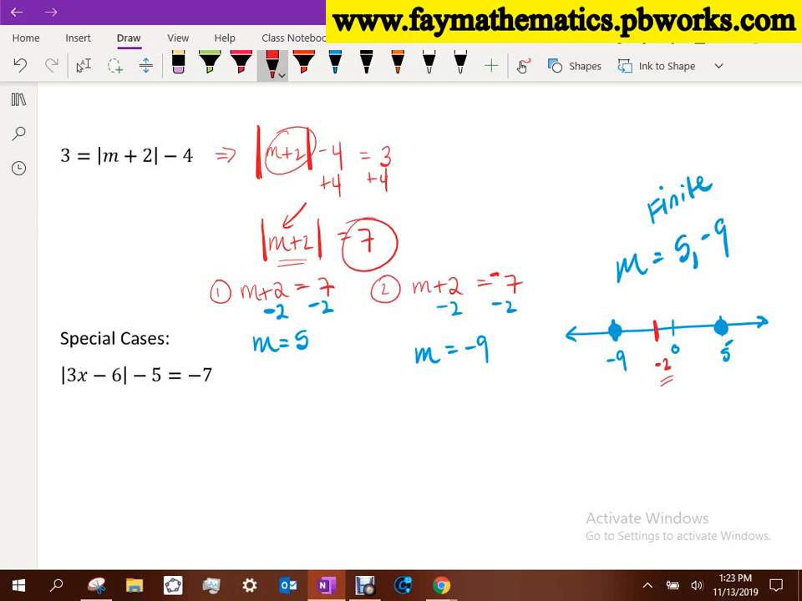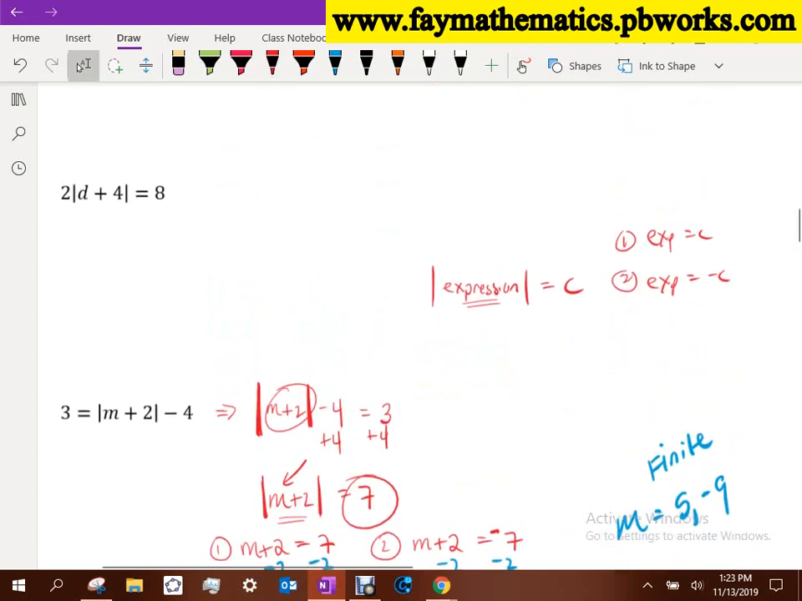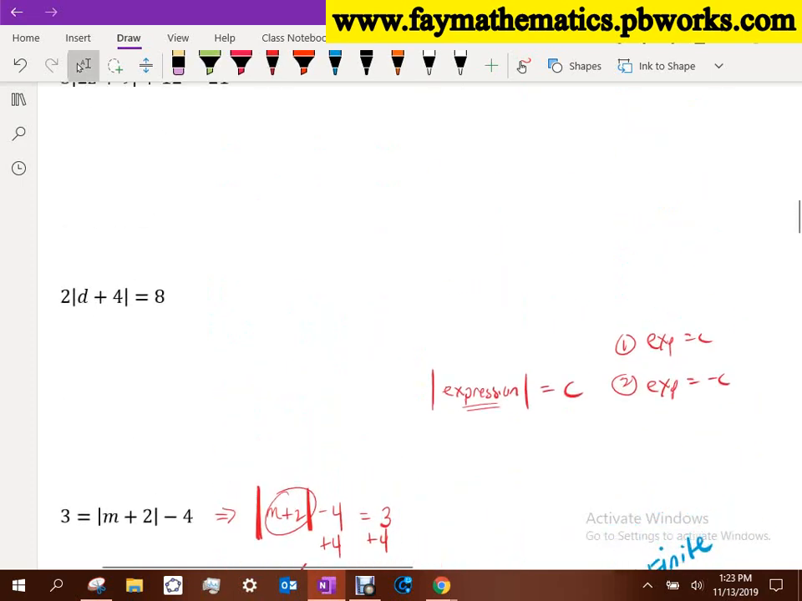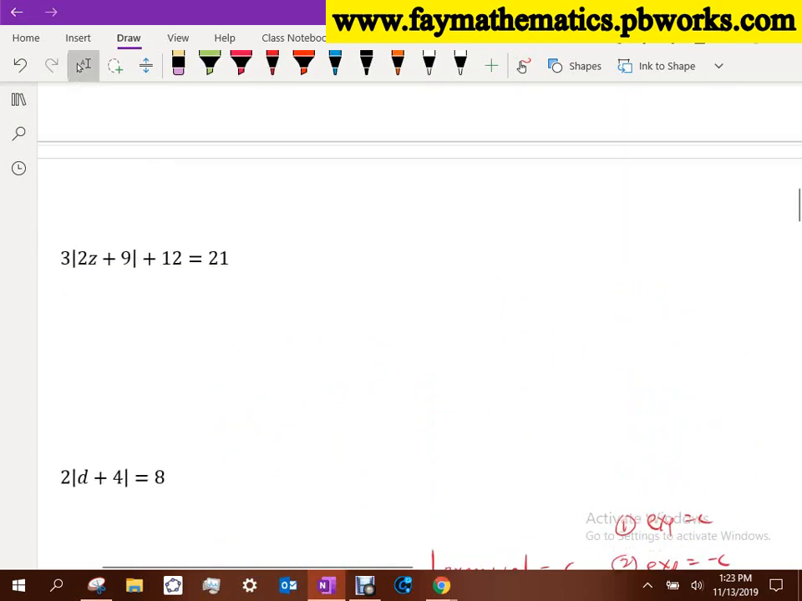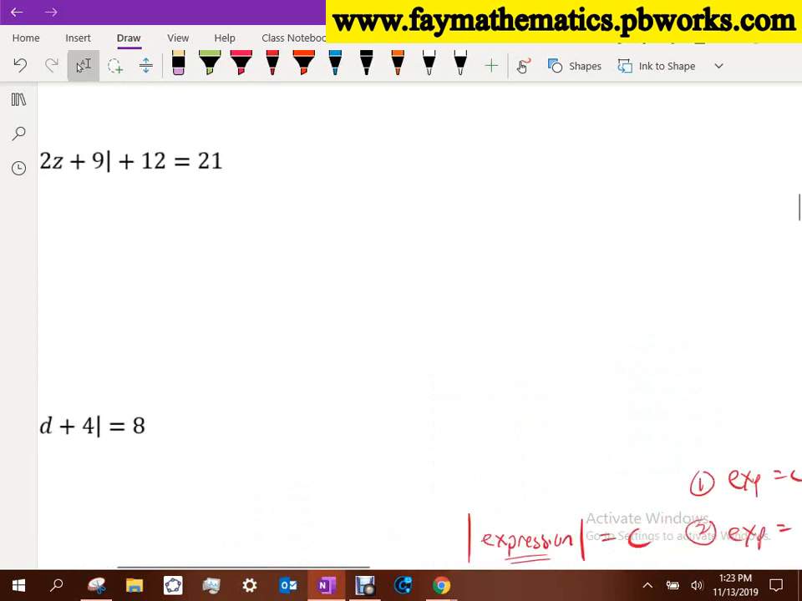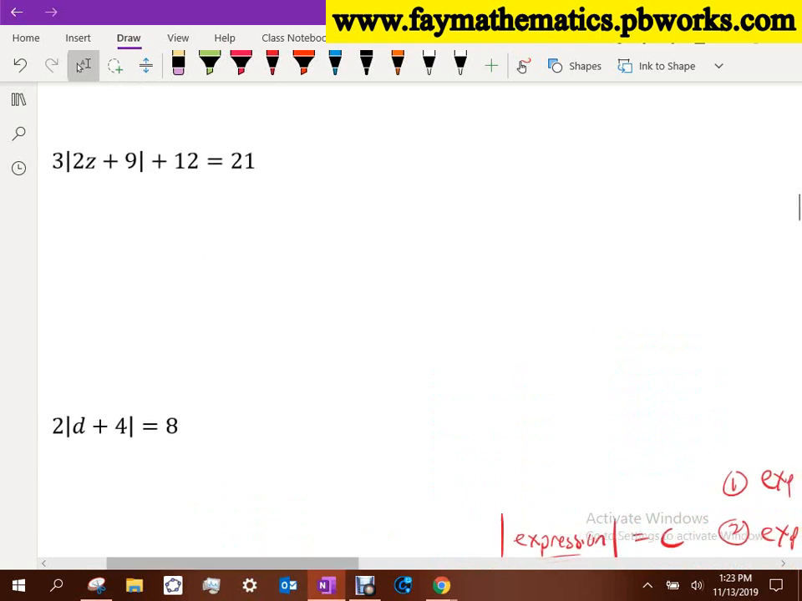Let's do, well, hold on, we got some stuff right here. Distribute. No. Oh. We don't. So absolute value, you're never going to distribute with absolute value. Okay. I want to get those by themselves. I'm going to remove 12.